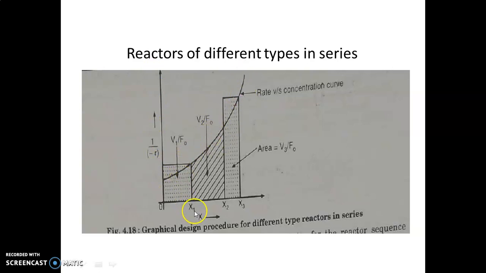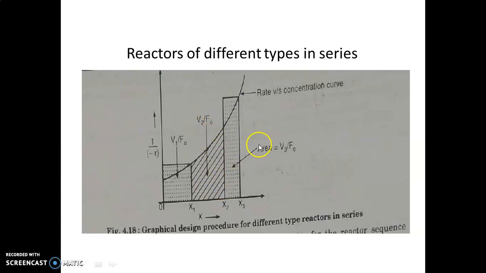As we know that the first reactor is a CSTR, we have to take the rectangular area. That rectangular area is equal to V1 divided by F0. Then the intermediate reactor is the plug flow reactor. So the conversion is X1 to X2. For the plug flow reactor, we take the area under the curve. So this is the area under the curve, and this area is given by V2 divided by F0.